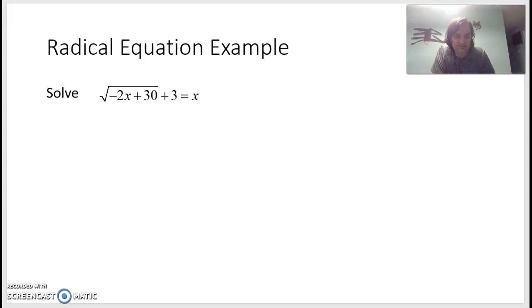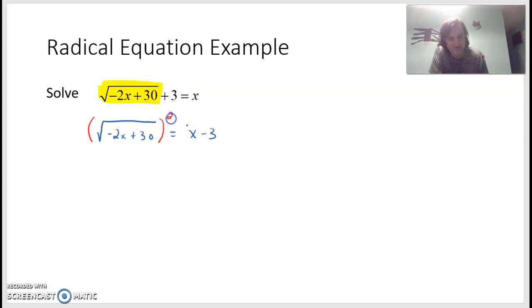The last example I'll do here is the square root of negative x plus 30, and then plus 3 equals x. So my first step is to get that root by itself, so that means subtract 3 from both sides. So I'm going to get the square root of negative 2x plus 30, and that'll be equal to x minus 3. Okay, so the root is by itself. That's step 1. Step 2 is to get rid of the root. It's a square root, so I'm going to square both sides.